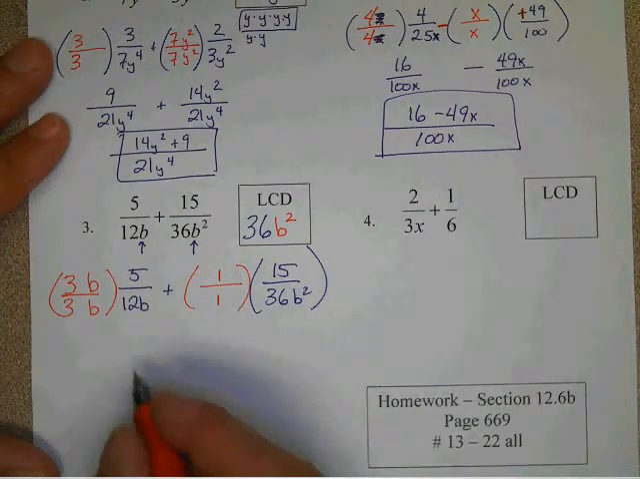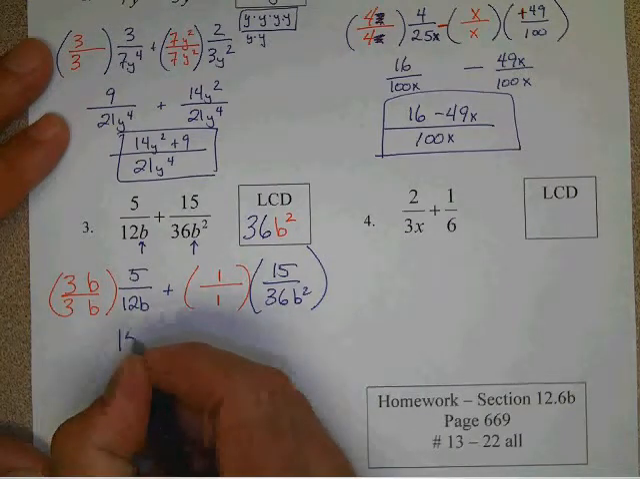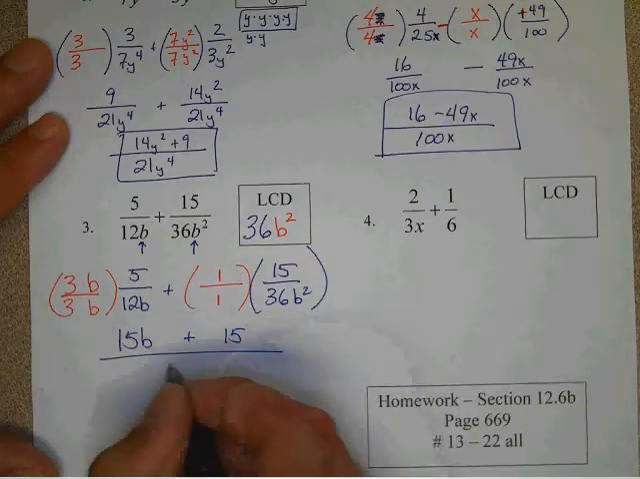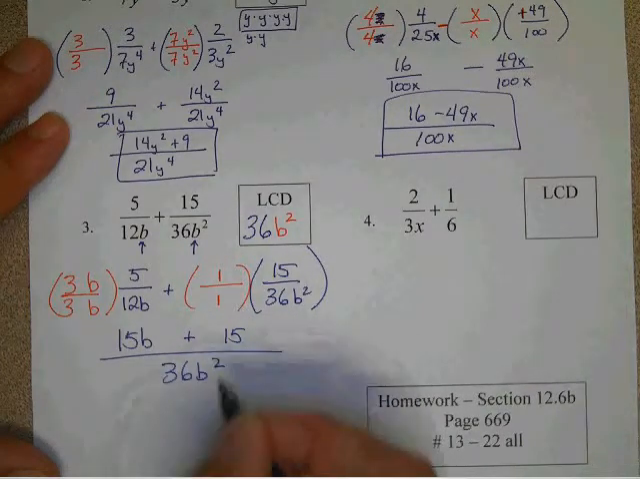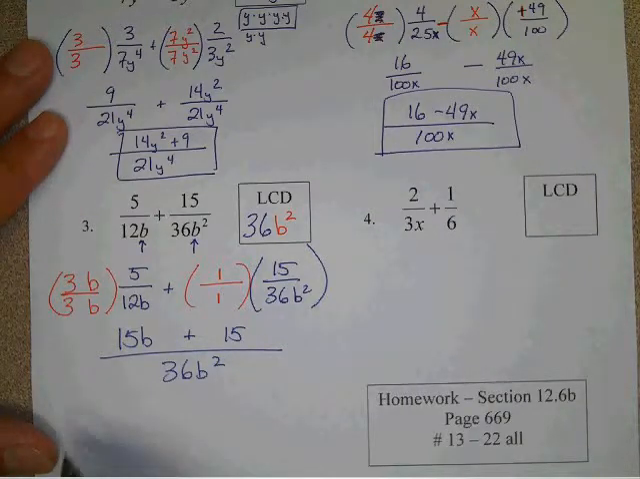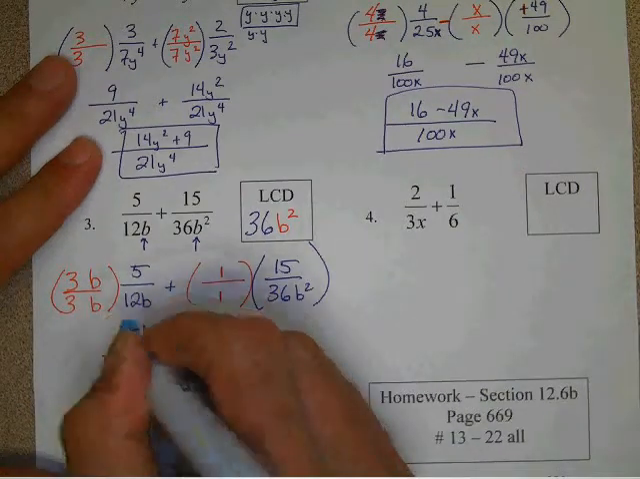Let's combine our things together. 3b times 5 is 15b plus 15, all over 36b squared. Now, we haven't had this scenario yet, but I want to look at this and remember what we've done in the previous times. Let's examine each of our 3 coefficients.